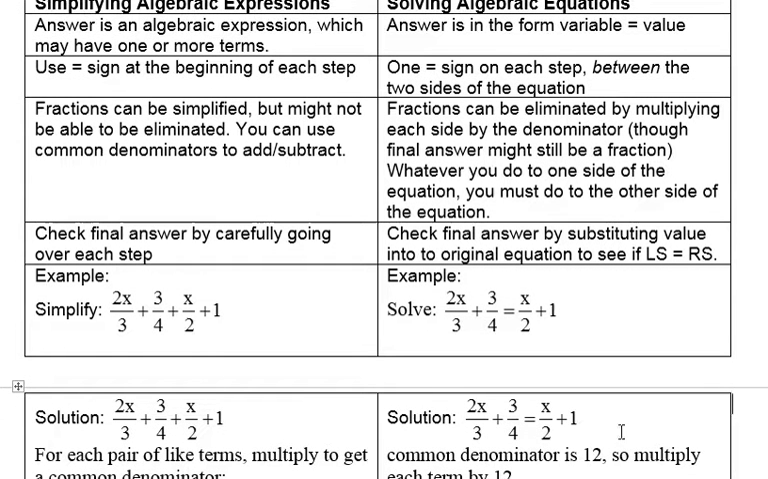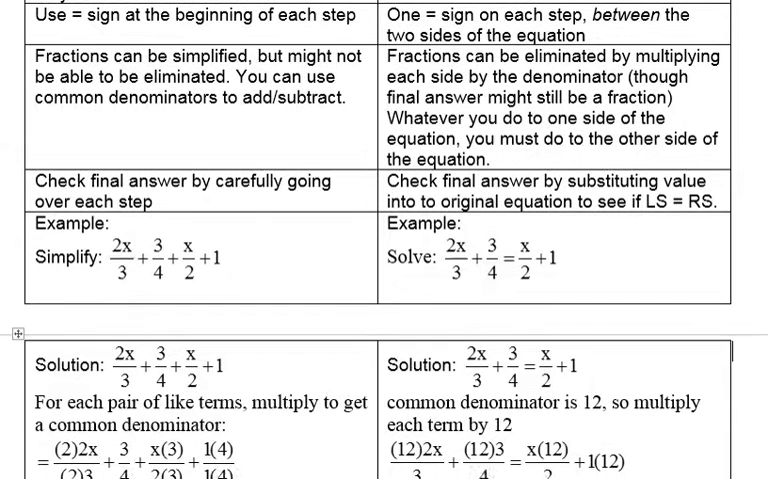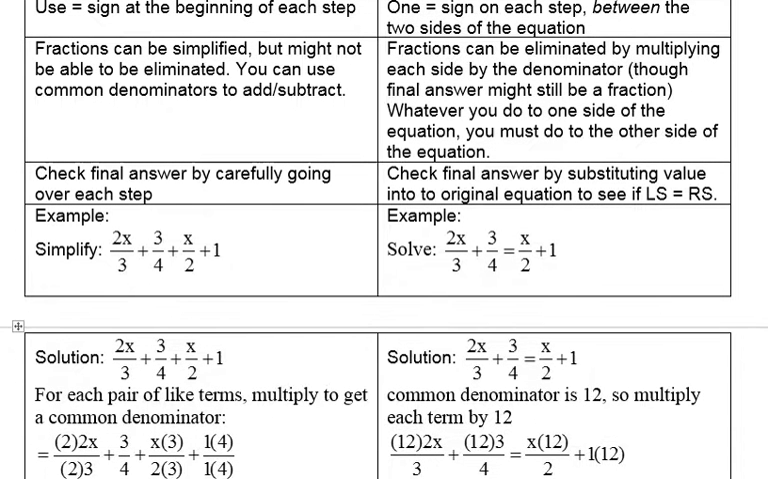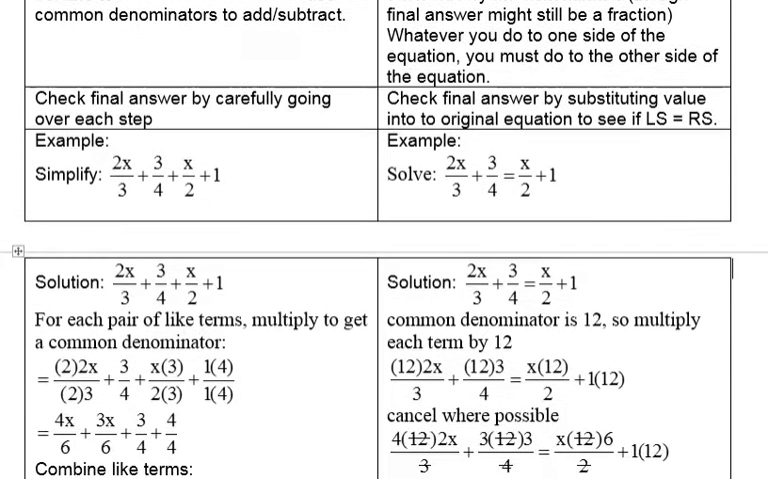When we look at that solution, we can see we do have these fractions, and if we want to get rid of them, the common denominator between 3, 4, and 2 is 12. So we can multiply each term in the equation by 12. Now when we do that, we can cancel each step. 12 divided by 3, the 12 and the 3 cancel, leaving us with 4. 12 divided by 4, the 12 and the 4 cancel, leaving us with 3, and 12 divided by 2, the 12 and the 2 cancel, leaving us with 6. In the last term, they don't get canceled.